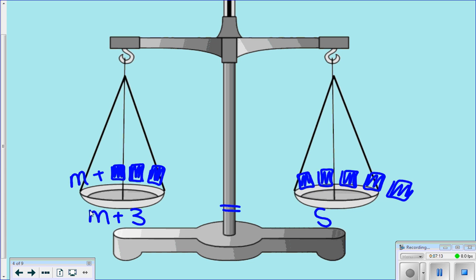So the first thing I'm going to do is take one away here. If I take one away here, what do I got to do? I got to take one on the other side. Am I still equal? But my job is to find out, well, what is M? My job is to get M by itself over here. That's going to help me tell what M is. So if I take one here, what do I got to do to the other side? Yep.